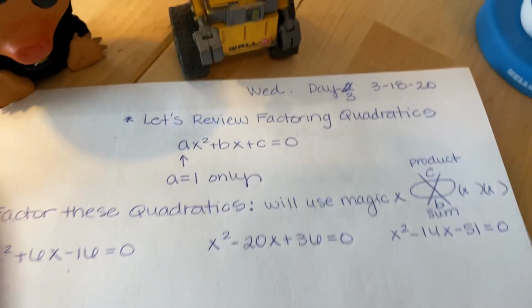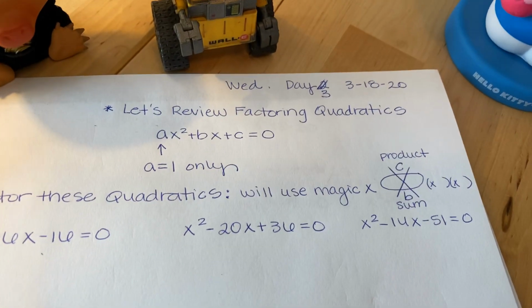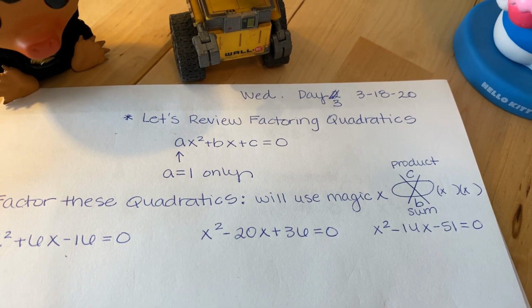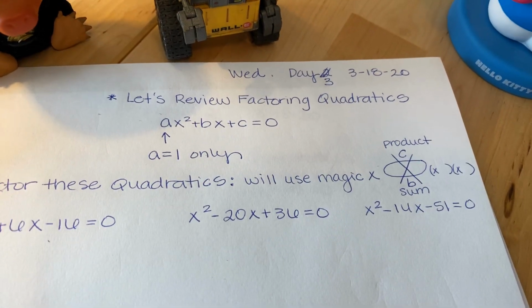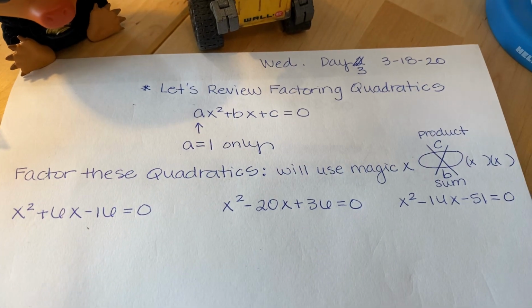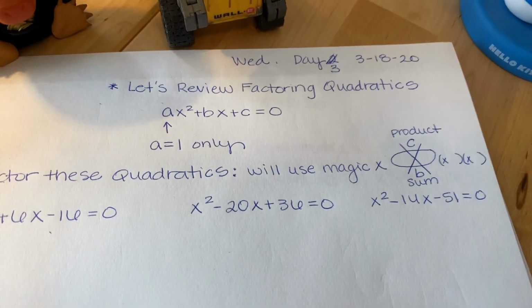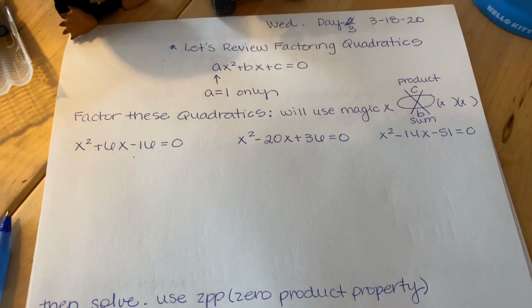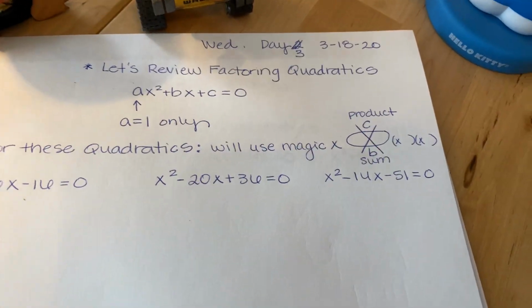We're going to review factoring quadratics. Today is Wednesday, March 18th. Okay, so let's review the factoring quadratics where the A value is 1 only. So these are the easy ones. We're going to factor these quadratics. We will use the magic X again.